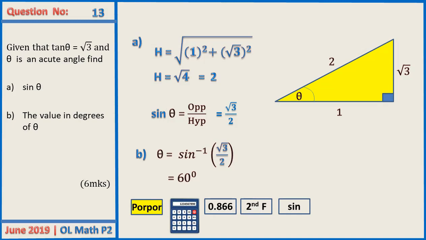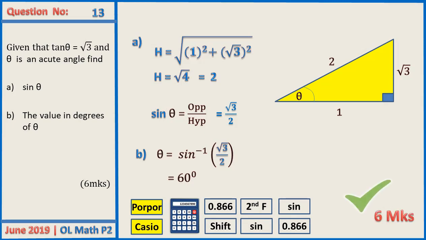If you are using a scientific calculator, this is how you do the operation. You have root 3 divided by 2 giving you 0.866. You now press second function and press sin. If you are using Casio or any other advanced calculator, you press first of all shift, press sin, and then the value of root 3 on 2, which is 0.866, and you have 60 degrees as well. Make sure your calculator is in degrees. Because if your calculator is not in degrees, you have a wrong answer.